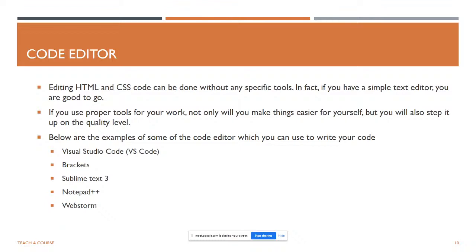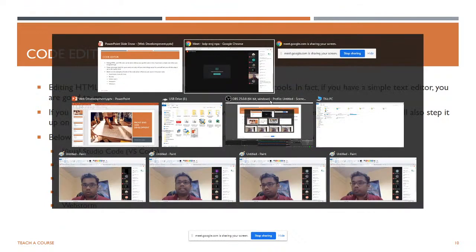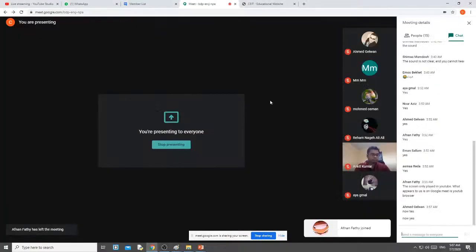The code editor is a platform which lets you write the HTML code. You can use any code editor like Visual Studio Code, Brackets, Sublime Text 3, Notepad++, WebStorm, whichever you feel comfortable with. But in this project, I have used Sublime Text 3.